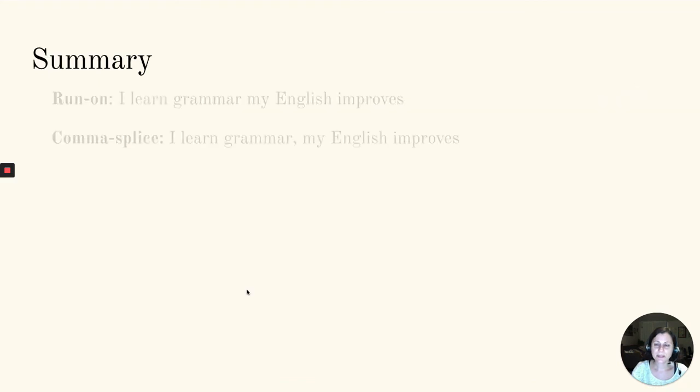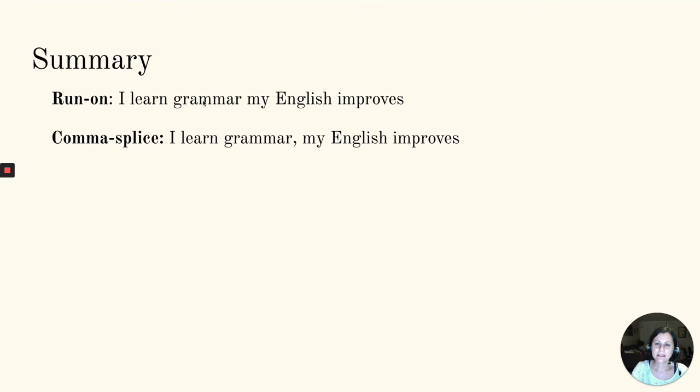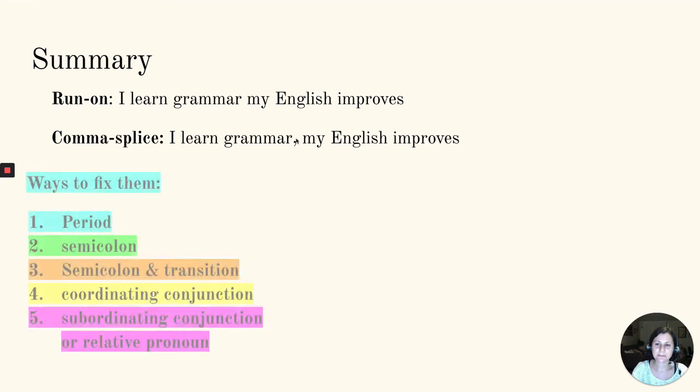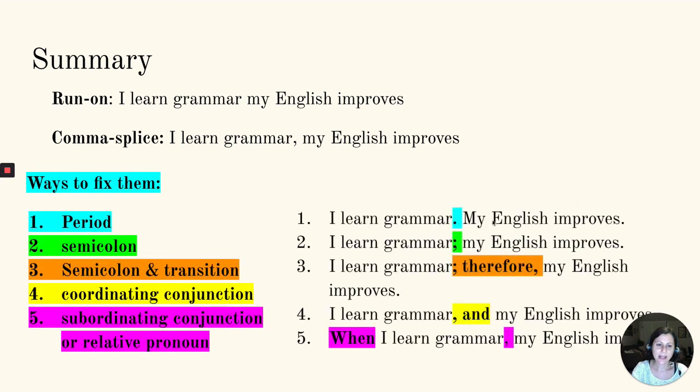Let's review what we learned. A run-on combines two sentences with no punctuation or conjunction. A comma splice does the same, combining two sentences with an incorrect comma use. How do we fix them? You can add a period to separate them. I learn grammar. My English improves. You could add a semicolon. I learn grammar; my English improves. You could add a transition. I learn grammar; or period. Therefore, my English improves. So here I added a transition.